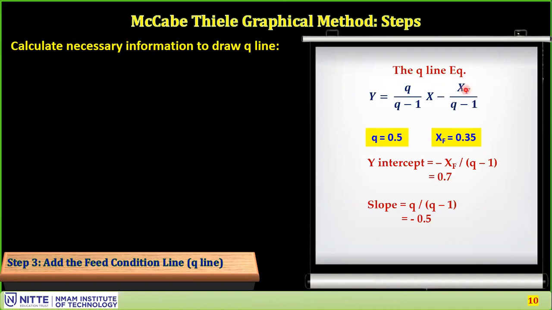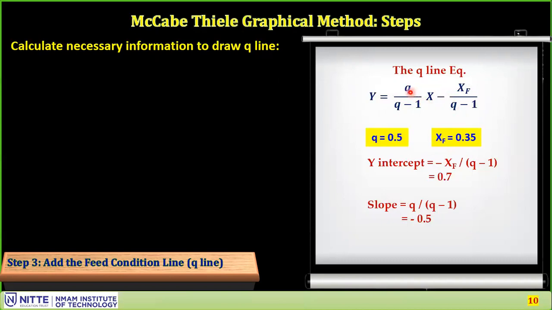Just think about it, how does it look? q and xf are constants. So q by q minus 1 is a number, and minus xf by q minus 1 is a number. So y and x are the variables we have plotted on the graph. y is equal to mx plus c. So slope m is equal to q by q minus 1, and intercept is minus xf by q minus 1. It's a straight line, in y is equal to mx plus c form.